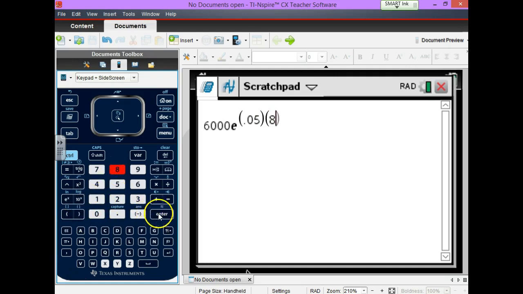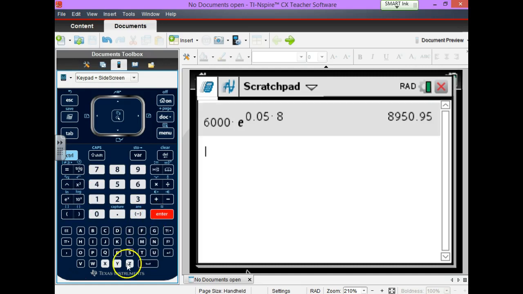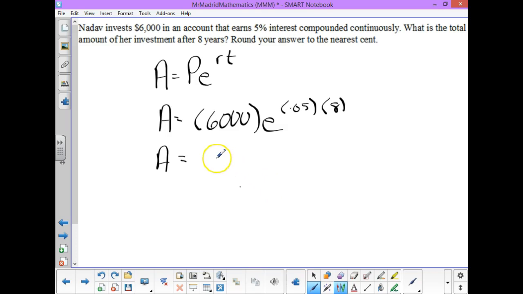Alright. Just exactly how we had our problem set up, and we got 8,950.95. Okay. And that answers the question, what is the total amount of her investment after 8 years? This is it right there.